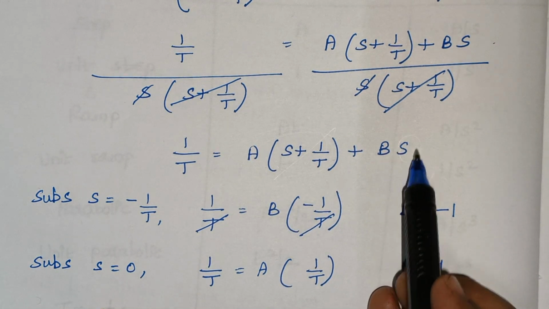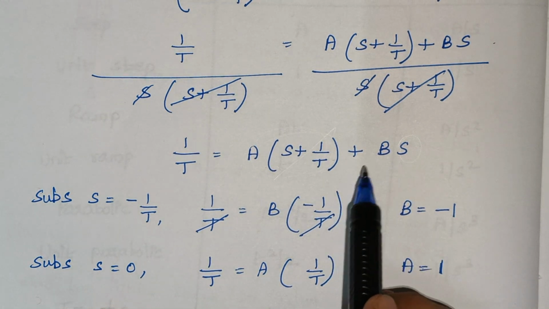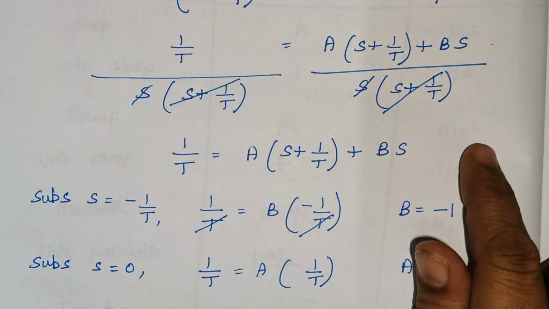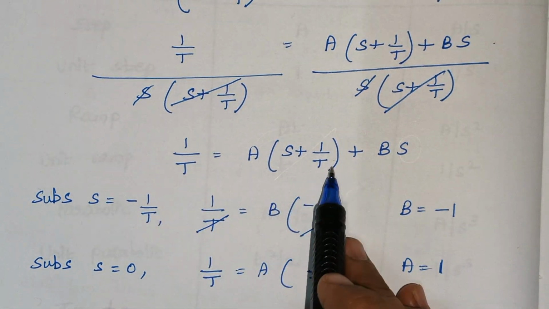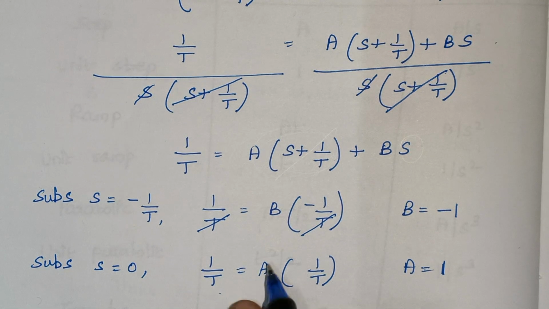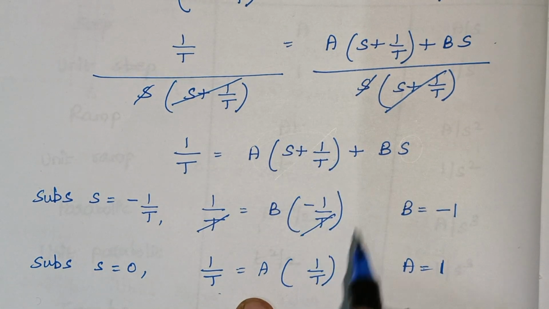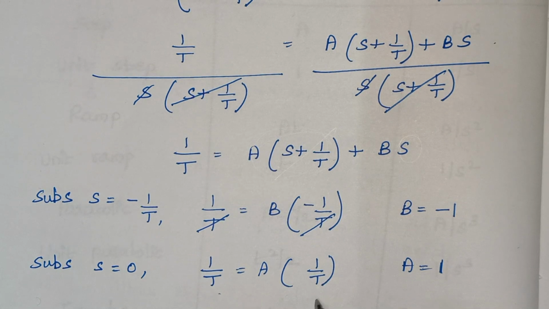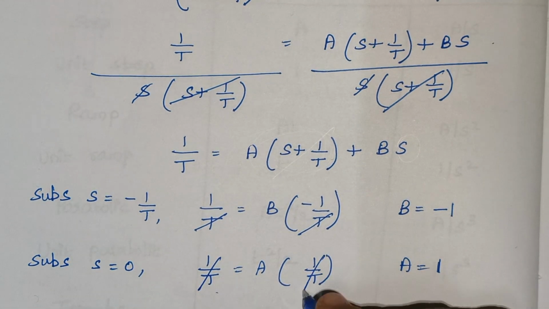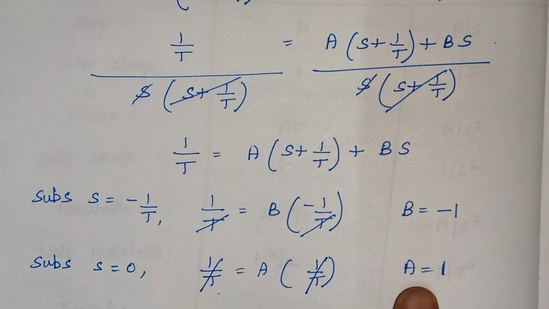And the next thing is to find the value of a. So here just substitute the value of s equal to 0. When you substitute s equal to 0, this whole term reduces to 0, and here the remaining terms will be 1 by t equal to a into, here s is 0. So 0 plus 1 by t, simply 1 by t here. Again, this 1 by t and 1 by t will cancel each other, and the value of a will be equal to 1.